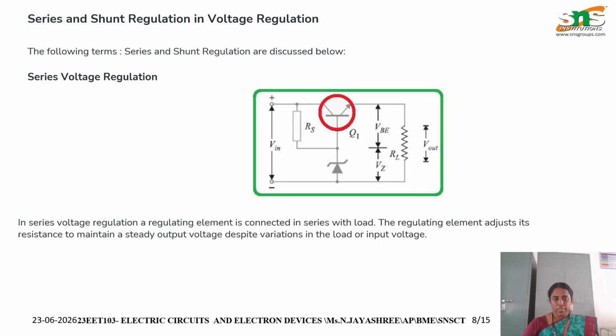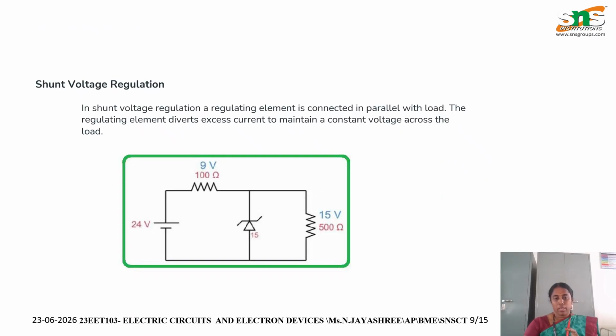Now series and shunt voltage regulation. In series voltage regulation, a regulating element is connected in series with the load. The regulating element adjusts its resistance to maintain a steady output voltage despite variations in the load or input voltage. This is the series element voltage regulation circuit. Here RS is given as the input to this Zener diode, and this VBE shows the base to emitter voltage, and load resistance RL is connected. In the shunt circuit, it is connected in parallel, whereas in series it is connected in series.